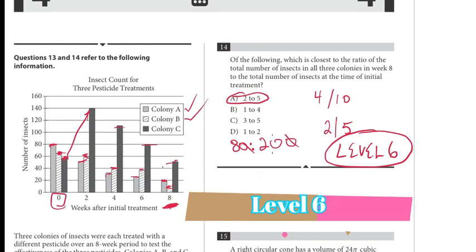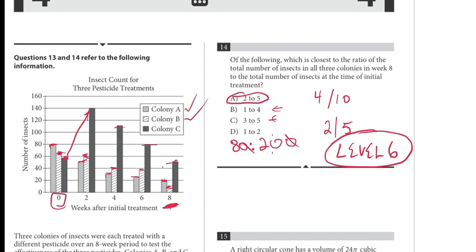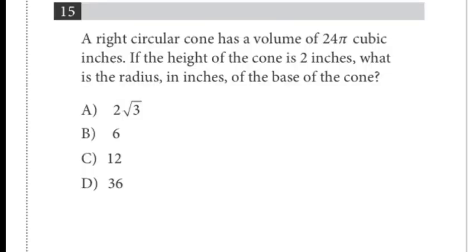These other ratios are very close here, the 3 to 5, the 1 to 4 if you didn't count correctly, or if you didn't know how to set up a ratio. Any ratio is just A to B. You could set it up as A to B with the 2 dots, or you could do it as a fraction like this. Number 15.